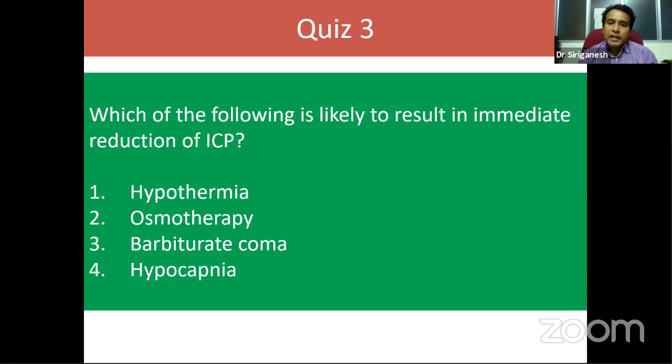That brings to third question. Which of the following is likely to immediately reduce ICP? 1. Hypothermia, 2. Osmotherapy, 3. Barbiturate coma, and 4. Hyperventilation or hypocapnia. Which will result in immediate reduction of ICP amongst the 4?